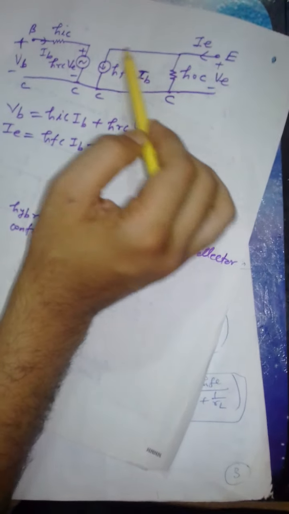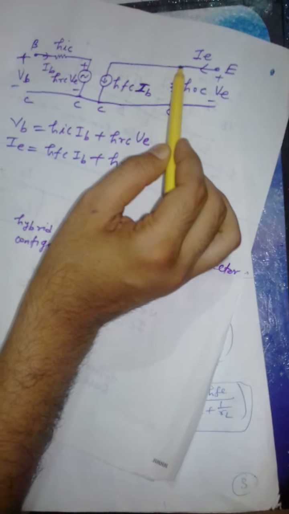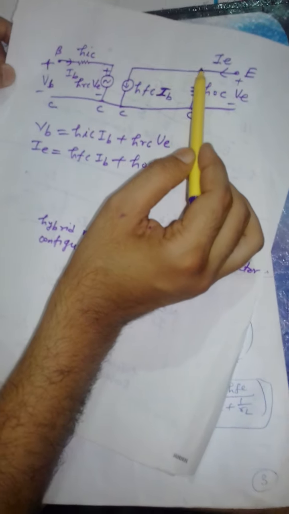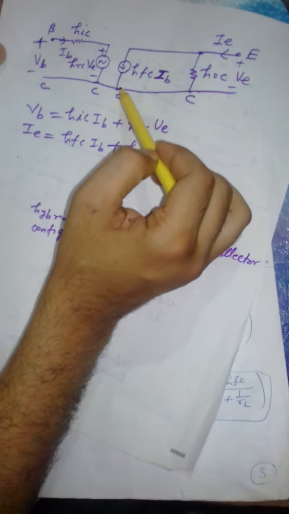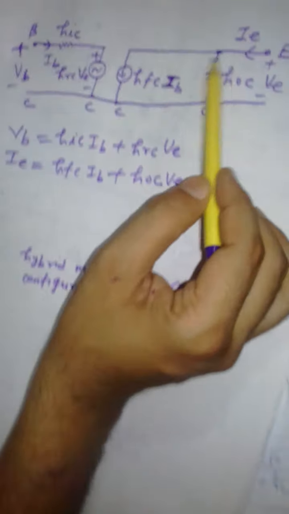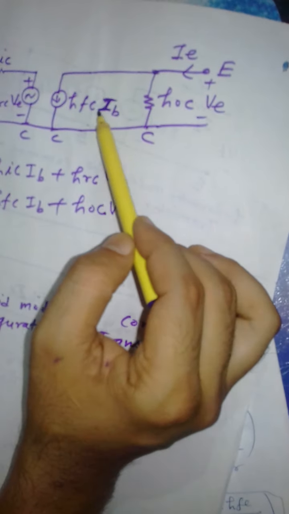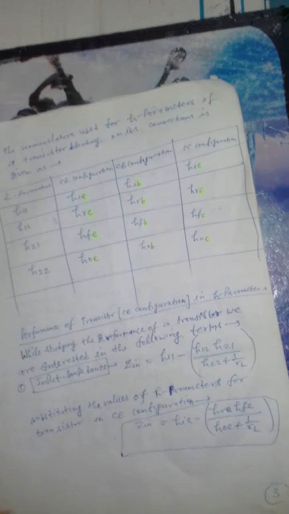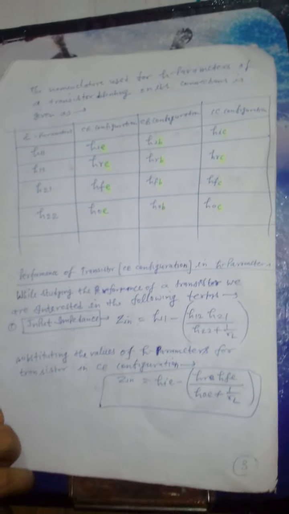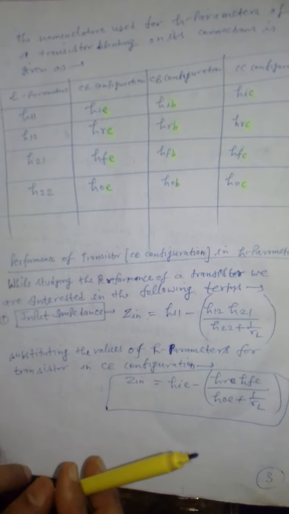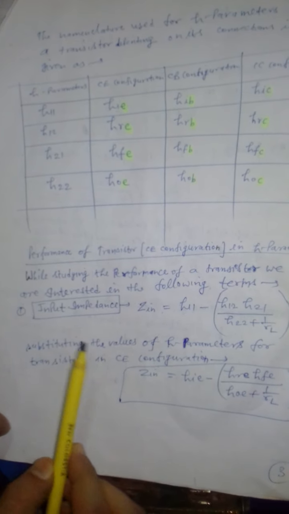Now if you apply KCL at this node, you will get this current IE is equal to the sum of this current plus this current. That means IE is equal to HOC VE plus HFC IB. Now these are some formulas which you have to use.